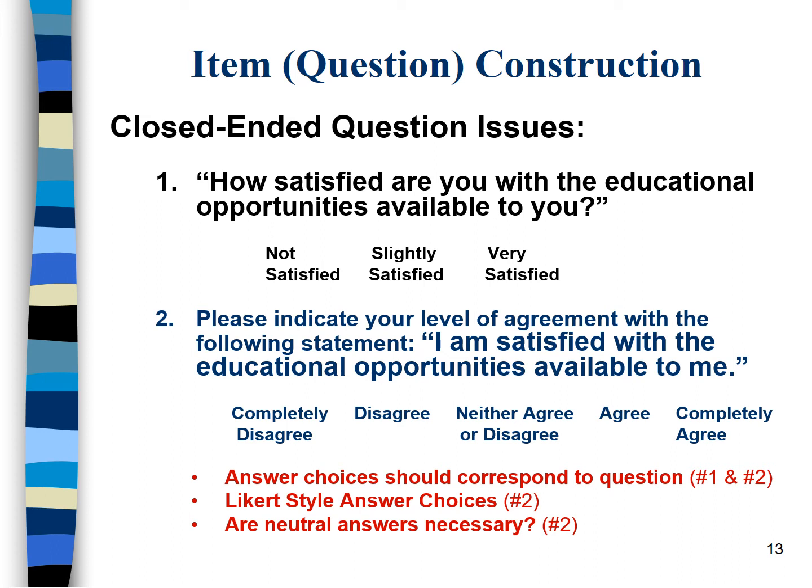But the one thing about this one, completely disagree, neither agree nor disagree, agree, completely agree, there's that neutral answer. What do I mean by a neutral answer? That middle answer choice for number 2, the neither agree, I guess it should be neither nor, sorry, my typo, neither agree nor disagree.